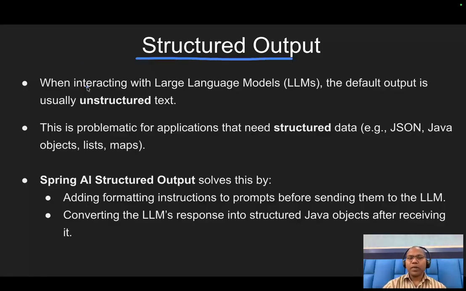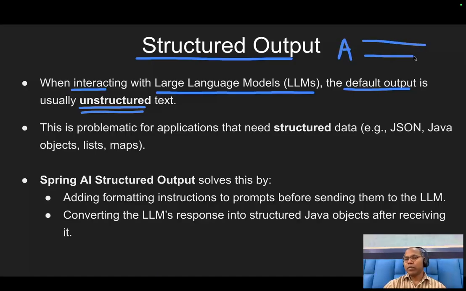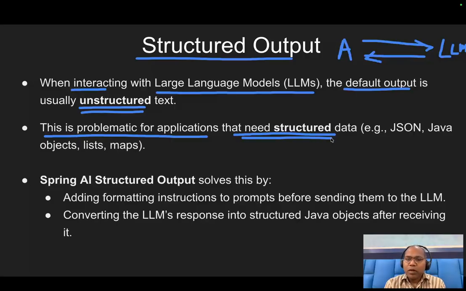When our application interacts with a large language model, the default output is unstructured text. This is the default behavior of the communication between your application and whatever LLM model you are using: you ask a question, they respond, and by default the response is unstructured. This is problematic for applications that need structured data. Our application is built around a Java object, list, map, or some JSON.